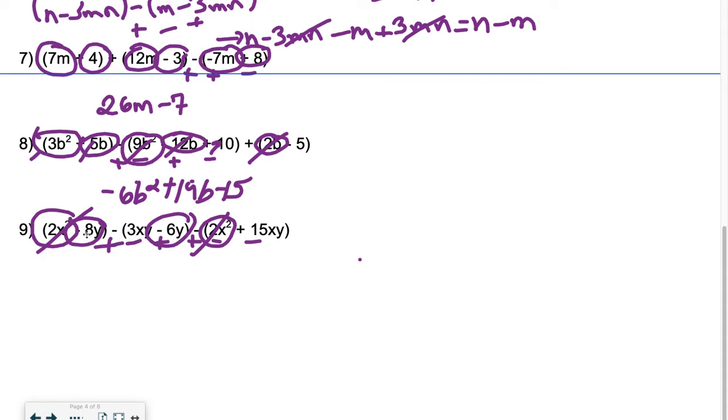negative 8y, let me just check my notes, negative 8y plus 6y is going to give us negative 2y, and then negative 3xy minus 15xy is negative 18xy. So just be really careful when distributing those signs.